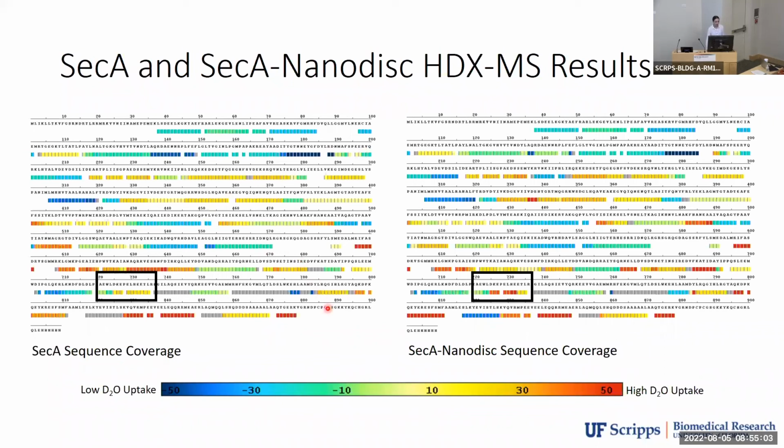here at around residue 710 to 720, which corresponds to the helical wing domain or HWD on SAKE, we see that there is more deuterium uptake when SAKE is bound to nanodiscs. This indicates that there is likely a conformational change occurring when SAKE is bound to nanodiscs that exposes this region more to the deuterated solvent.